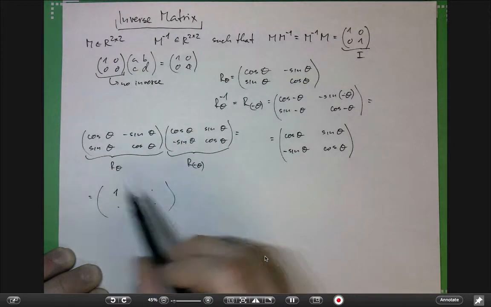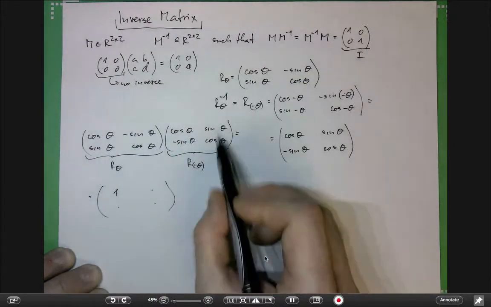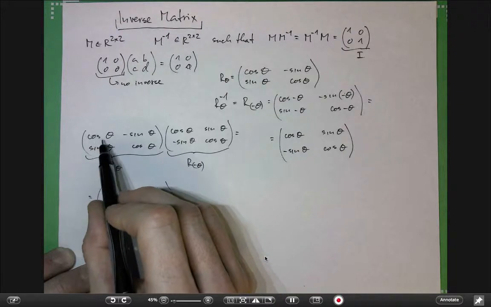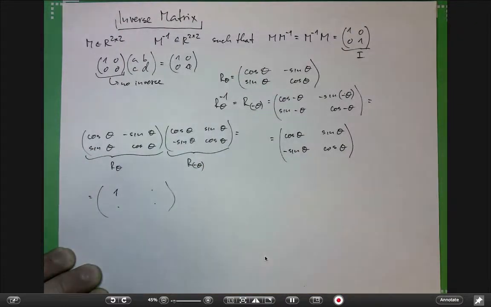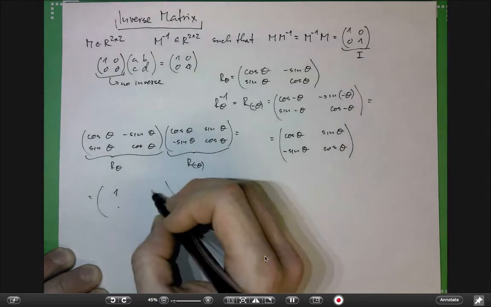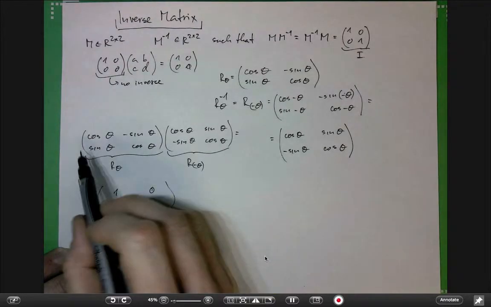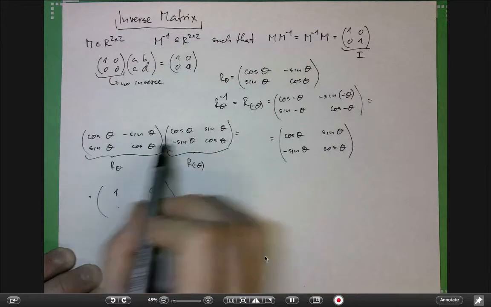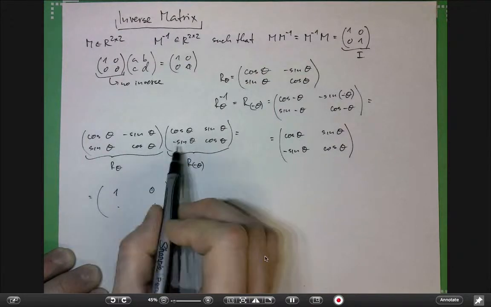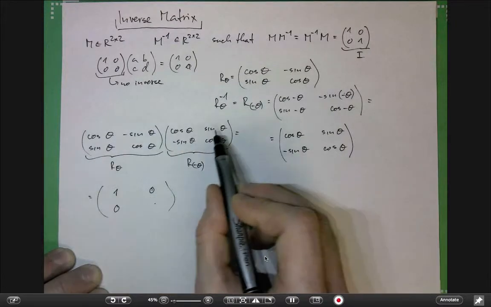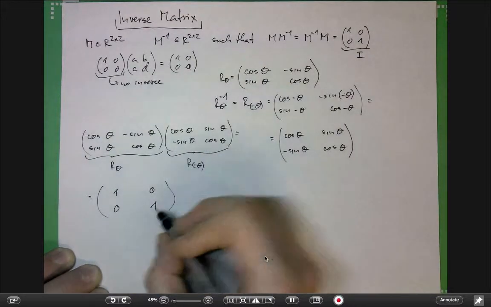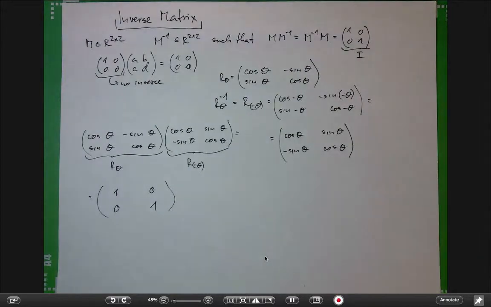The second element, I'm multiplying the first row times the second column, so it's going to be cosine theta sine theta minus sine theta cosine theta. That just subtracts, and I get 0. Same thing happens here: sine theta cosine theta minus cosine theta sine theta, so I get 0. And you can see where it's going. Sine squared here, cosine squared here, I get 1. So if you have a good mental picture of matrix multiplication, you can immediately verify that.